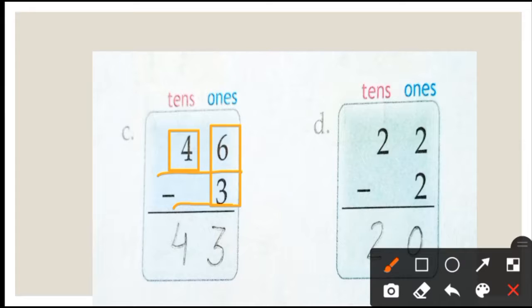Now we will use our line method for this question. Now we will draw 6 lines. 1, 2, 3, 4, 5 and 6. Now students, we have to cut 3 lines from 6 lines. 1, 2, 3. Now we will count our remaining lines, and the lines are 1, 2 and 3. Now we will write the remaining number, means our answer, that is 3, in the ones part.